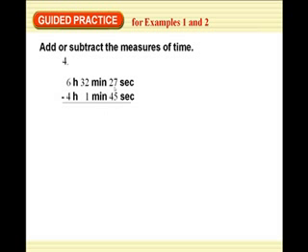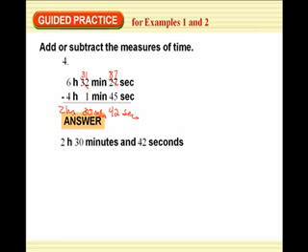4, let's see. I can't subtract. 31 minutes. So I got to add 60 seconds onto this. That'd be 87 seconds. That's 42 seconds, 30 minutes, 2 hours. 2 hours, 30 minutes, 42 seconds.